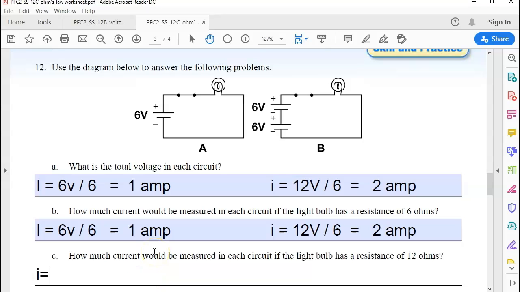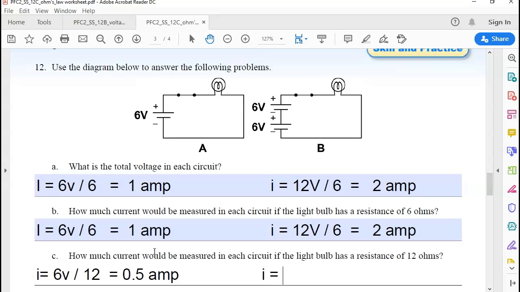So my current here, I still have a 6-volt battery in that first one, but this time I'm going to divide it by 12 ohms. 6 divided by 12 would be 0.5 or 1/2. It is totally cool to have decimal numbers with this math. That is not a problem.